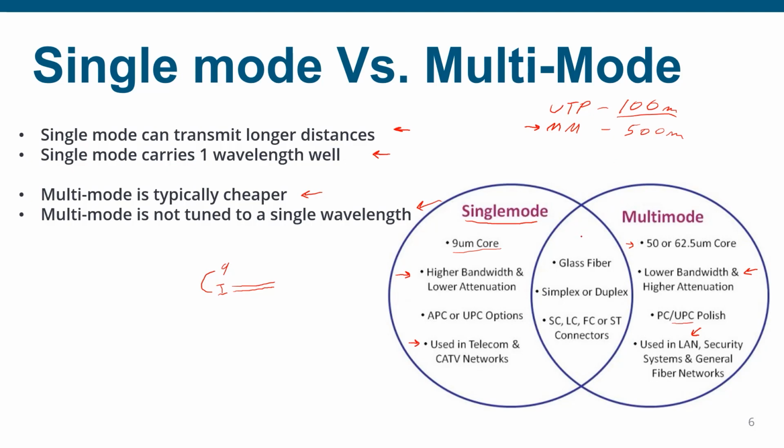What's the same about both of them is that they are both a glass fiber. They can be simplex, using a single bidirectional fiber, or duplex, using 2 strands of fiber, one for receive and one for transmit. And they both use many different types of connectors. You can see single mode in an FC or ST or an LC or SC connector, and you can also see multimode using those same connectors. The connector type does not in any way determine what type of fiber it is.